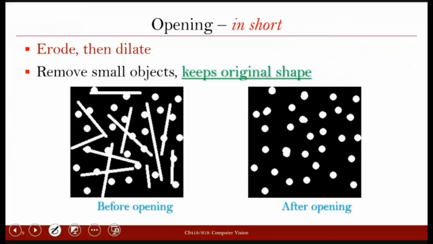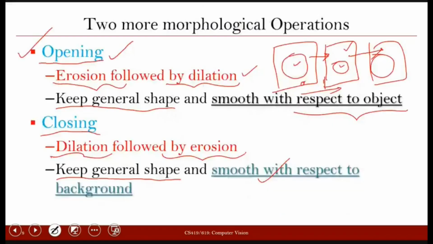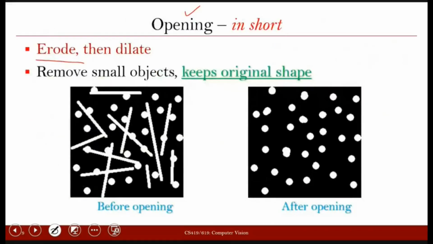Okay, we can understand this process with this example. In case of opening, as I just said, we are first doing the erosion, and then we are performing the dilation. So we are eroding the object first, and then we are dilating the object. Because of this, we remove the small objects, as I stated in the previous slide, and we are able to keep the original shape of the objects present there. So here, when we are performing opening on this input image, there are circles which are of our interest, and there are some lines which are not of our interest. We want to remove them.